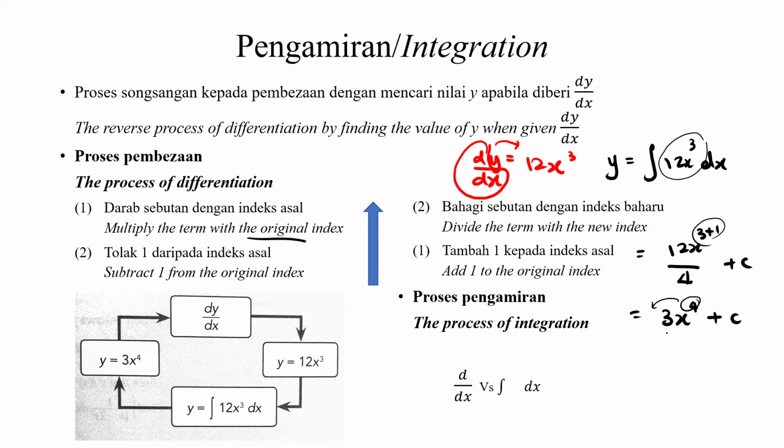4 times 3 is 12x. So you take 4, multiply, copy exactly the same, but you minus 1. This one you multiply first, then you minus. The integration is you plus first, then you divide. Okay, that is the difference between differentiation and integration.